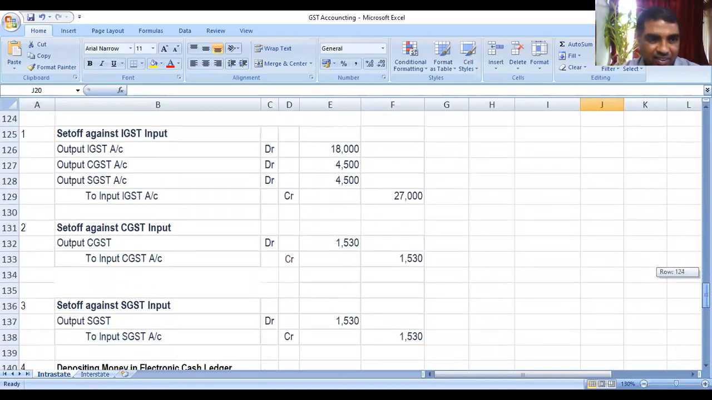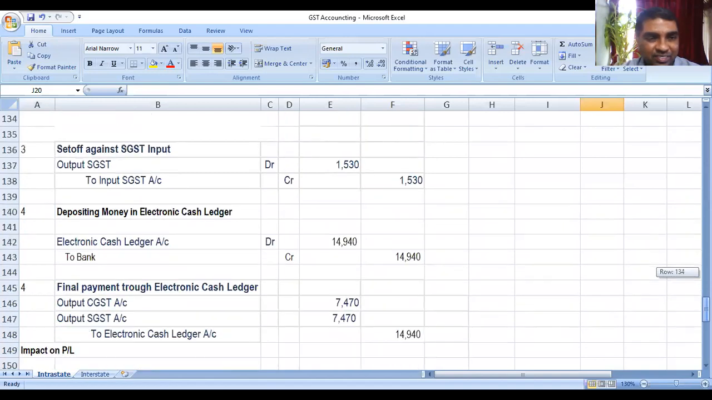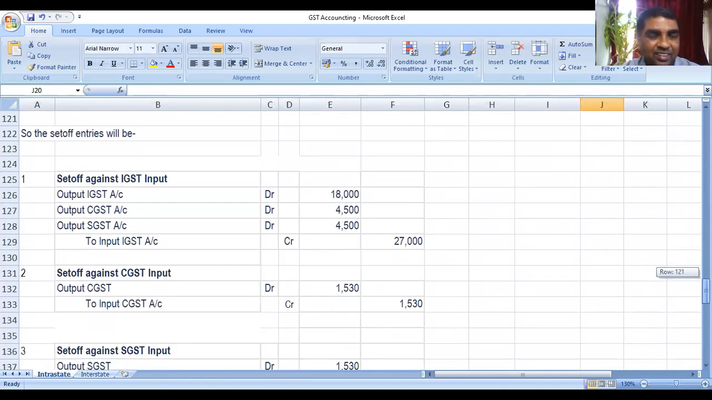Yes, sir. Okay. Now we need to understand how to make the set-off entries. First, set off IGST. Output IGST account, this much of liability, output CGST, this much of liability, output SGST, this much of liability, got settled, or you can say we have set off this liability, by the input credit of IGST. So 27,000 IGST got adjusted. I distributed the 27,000 IGST balance, which was my debit balance, among these three accounts. So IGST is 0.